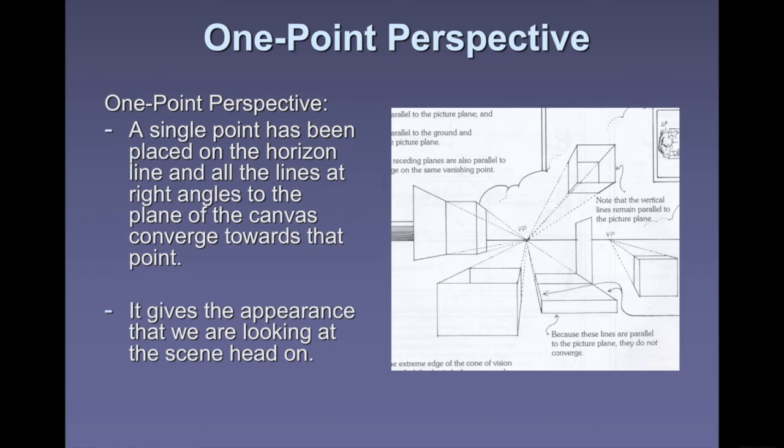Okay, and these parallel lines will meet at a spot on the horizon line called the vanishing point. So in one-point perspective, the receding lines are going to appear to converge at one vanishing point. And in this type of perspective, it's going to look like you're looking at the scene head-on.